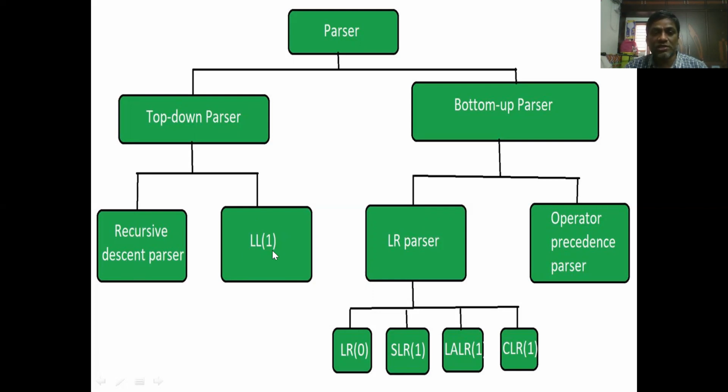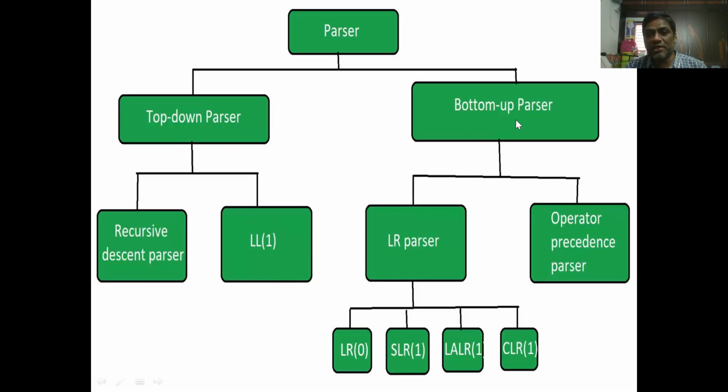And LL of 1 is also called a predictive parser. Please remember that predictive parser name, because in examinations that name is used most of the times. LL of 1 is also called predictive parser. And there are other names for this LL of 1: dynamic parser. LL of 1 is also called a dynamic parser. So try to remember the names, right?